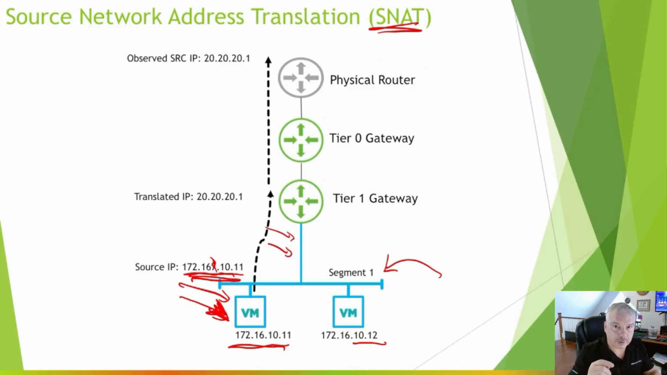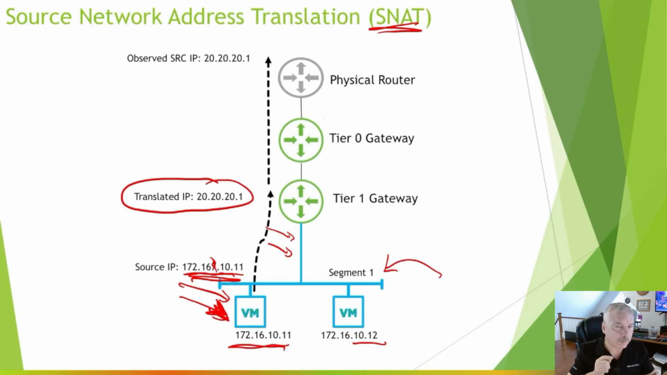Now, I'm throwing in this one here on a tier 1 gateway just for the sake of doing it. When it hits the gateway, there's a component in the gateway that's going to do this translation. It's going to look at the source IP, that 172.16.10.11. It doesn't really care what it is. It's going to look at it and say, oh, you know what? I need to replace that with something else that you told me to replace it with. In this case, I'm going to tell it to replace it with this address, 20.20.20.1.